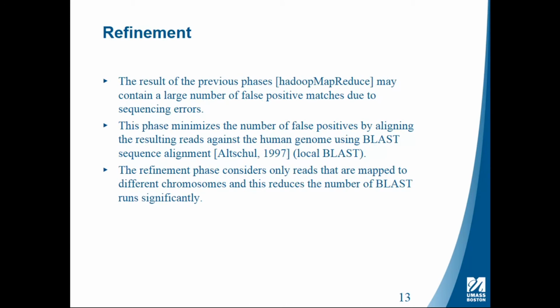The result of the previous phase contains a large number of false positive matches due to sequencing errors. This phase minimizes the number of false positives by aligning the resulting reads against the human genome using BLAST sequence alignment. We are using local BLAST in this research, which is much faster than remote BLAST. This refinement phase considers only reads that are mapped to different chromosomes, which is the definition of translocations and SVs.